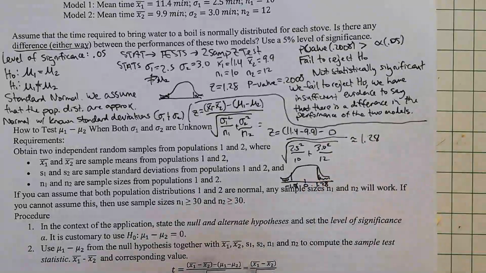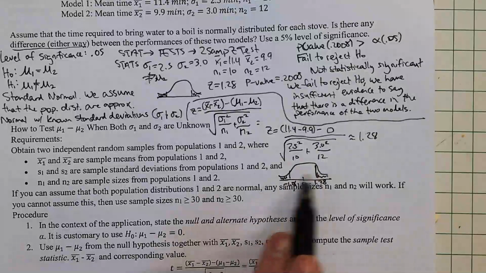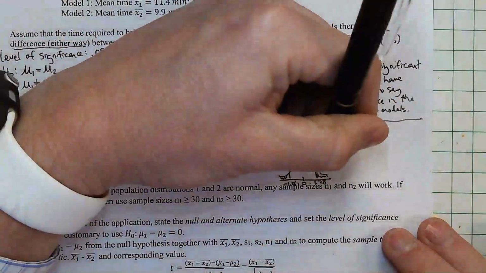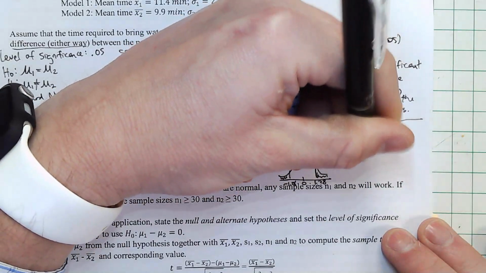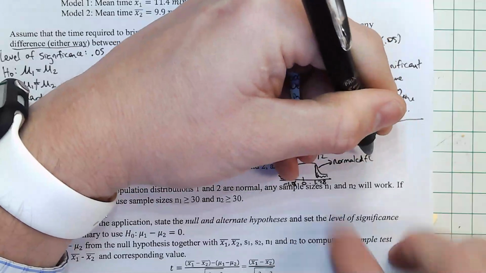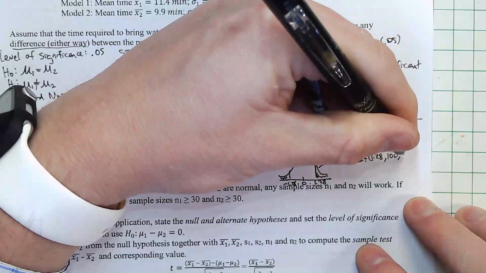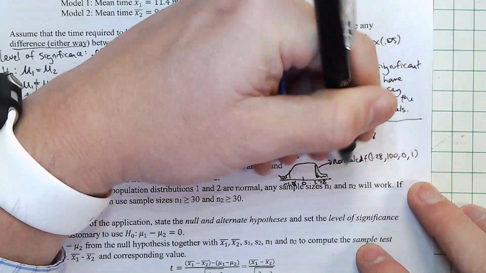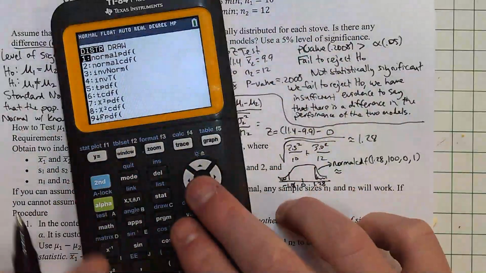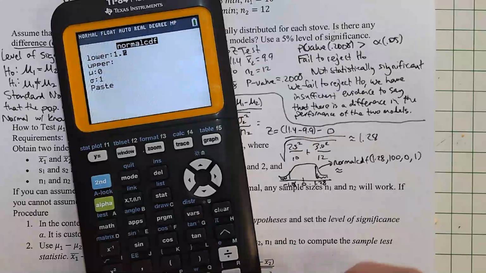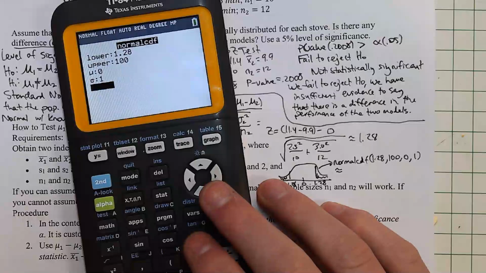Okay. So what I could do is I could find one of these shaded regions and double it because it's symmetric. So I'm going to find this region right here. And I could use normal CDF to do that. Second vars, where my lower bound is 1.28, my upper bound is a big number like 100, 0 is the mean, 1 is the standard deviation. And I could find that. And then I'm going to double that. So second vars, normal CDF, 1.28 to some big number, mean is 0, standard deviation is 1.